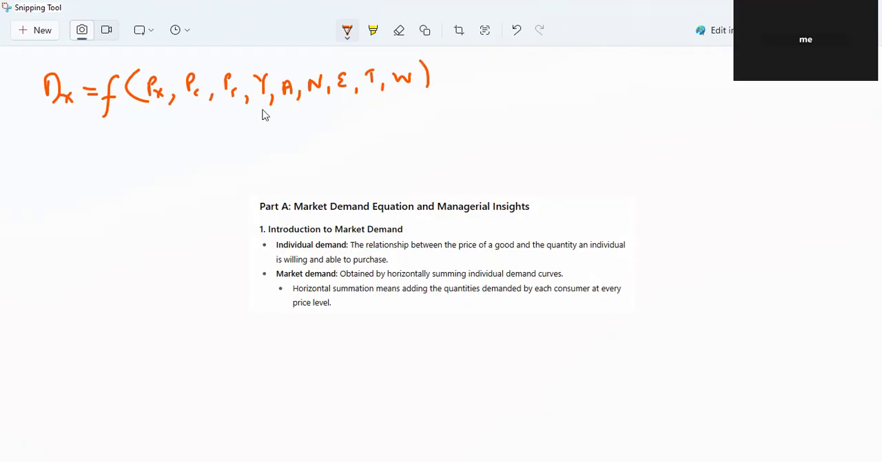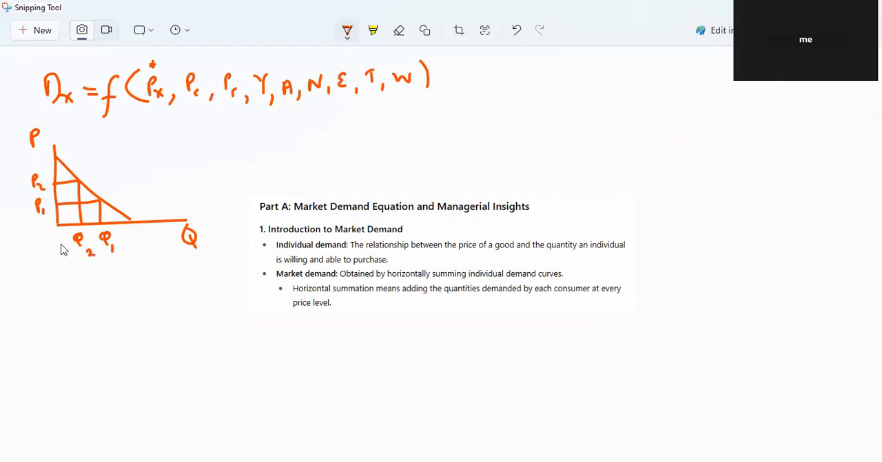Now, of these factors, you must understand that there's only one factor that will cause a movement along the demand curve. So demand is always downsloping. Why? Because demand has an inverse relationship between price and quantity. The law of demand simply states that for any good, if the price goes up from P1 to P2, you demand less of that quantity, Q1 to Q2.